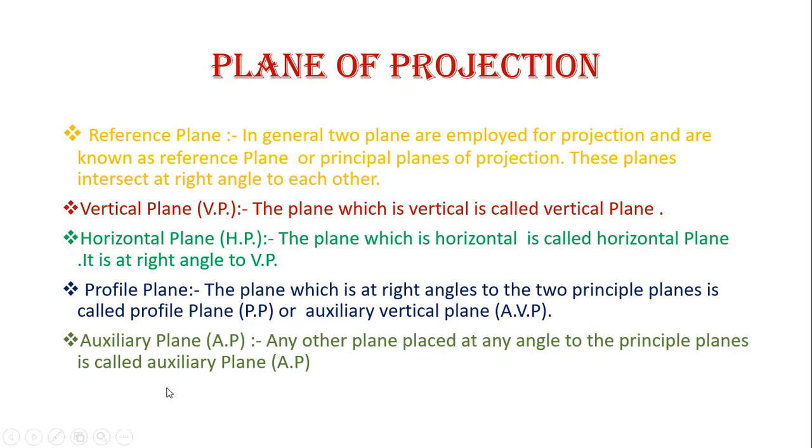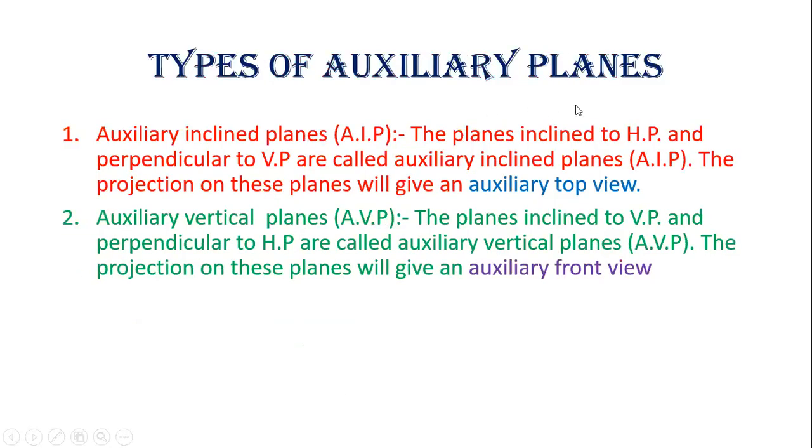Now we'll see the definition of auxiliary plane. A plane which is inclined at an angle to the principal plane is called auxiliary plane. Basically, there are two types of auxiliary plane. First is called auxiliary inclined plane, in short AIP, and the second is auxiliary vertical plane, in short AVP.